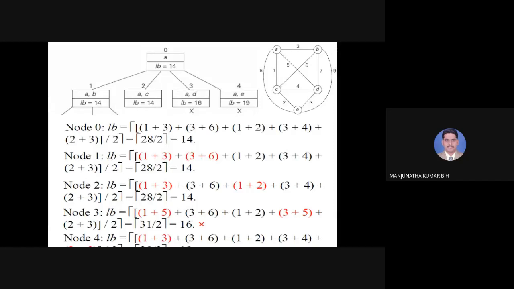Observe the state space tree, which is shown in the top left corner. Node 1 is AB, node 2 is AC, node 3 is AD, node 4 is AE, and the lower bounds are 14, 14, 16, 19 respectively. When I observe these 4 nodes, the best node is the node having the minimum lower bound value. But here node 1's lower bound is 14, and node 2's lower bound is also 14. Now it's your choice. You take any one node as the best node, and continue solving the problem.